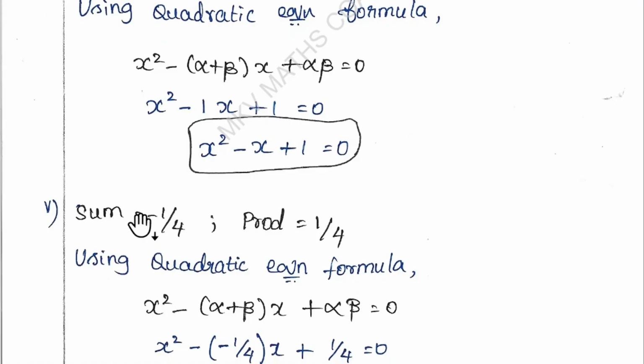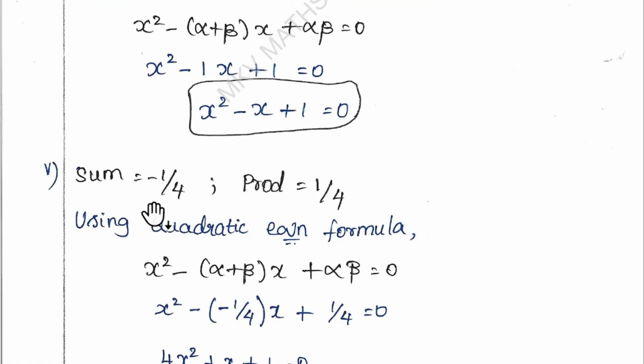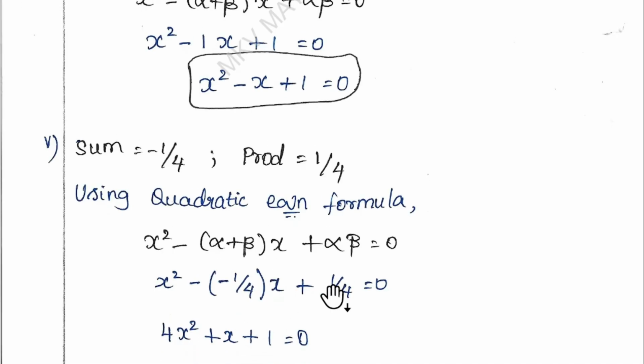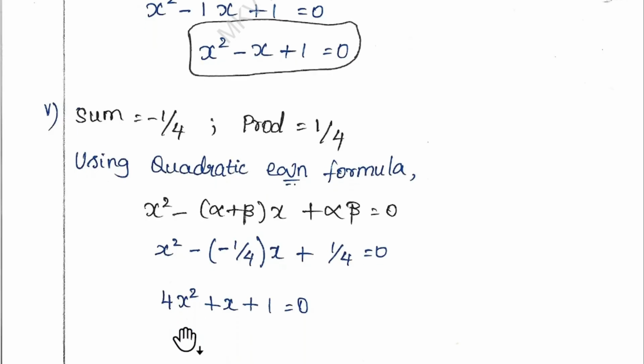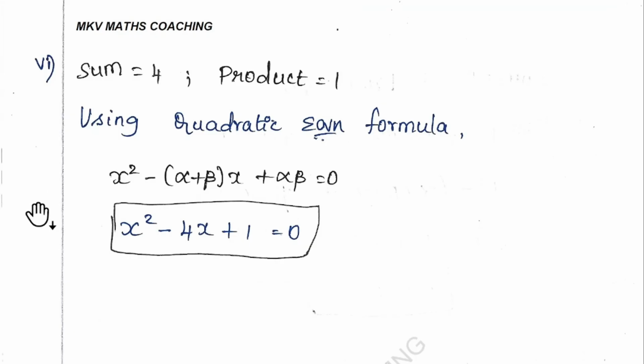When you look into the fifth question, they have given alpha plus beta is minus 1 by 4, alpha beta is 1 by 4. Just substitute here: minus of minus 1 by 4 plus 1 by 4, right? So you'll cross multiply it and take an LCM, 4x square plus x plus 1, which is equal to 0. So this 4 you'll send to the right hand side, and you're getting the equation. And the last problem, just try by yourself. They have given sum as 4, product as 1. Just pause the video and try for yourself.